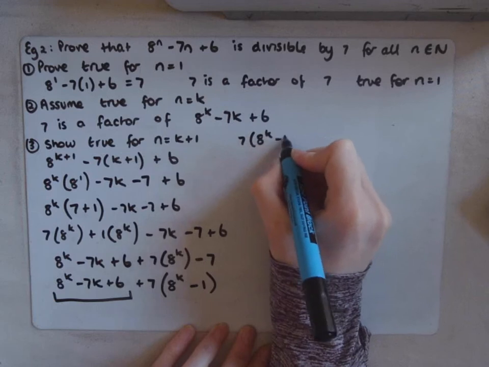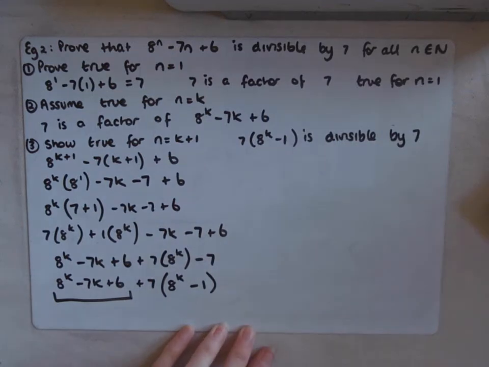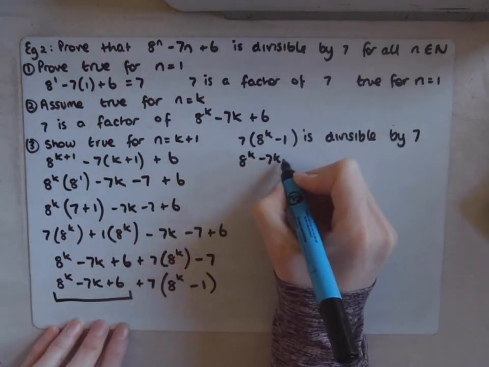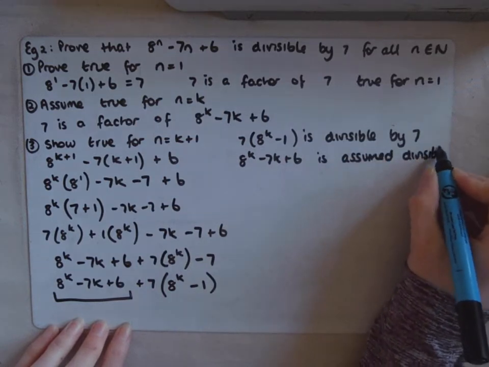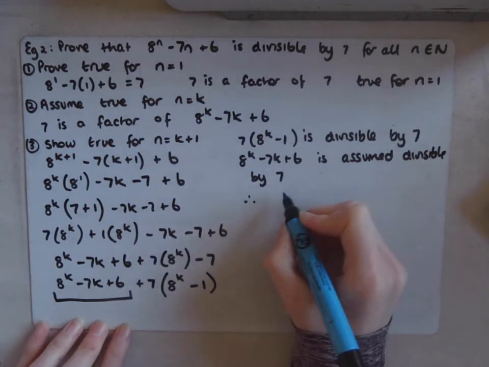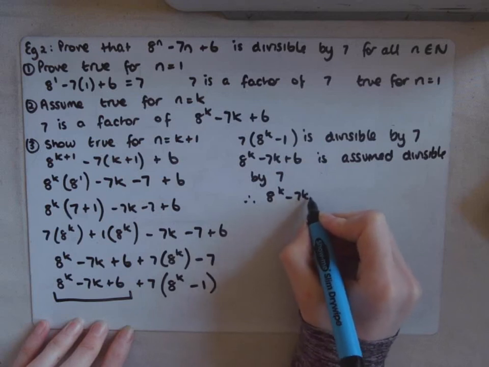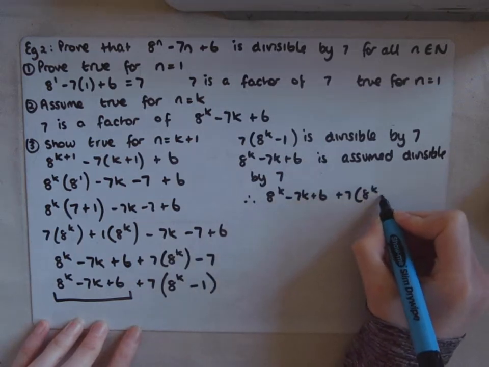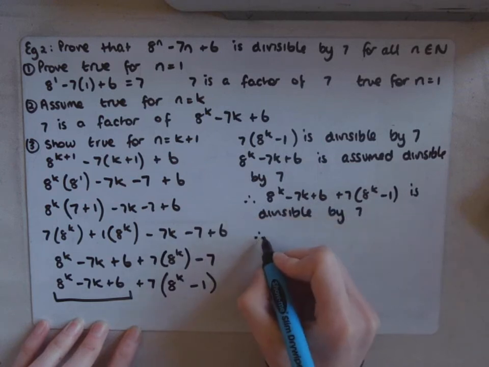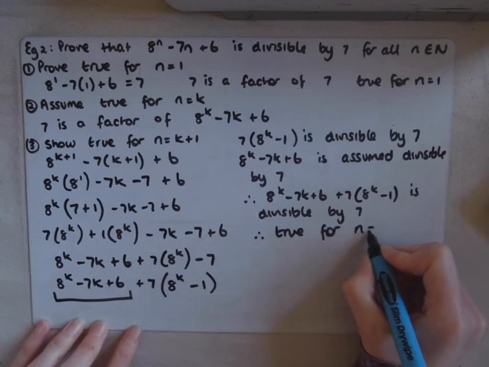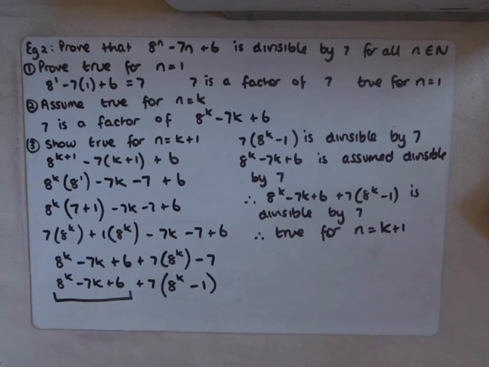So that's divisible by 7. Okay, this thing is assumed divisible by 7. Therefore, the whole thing is divisible by 7. That means it's true for n is equal to k plus 1.